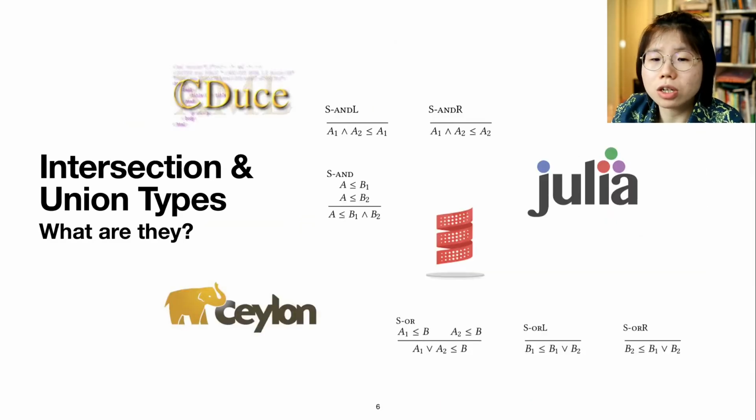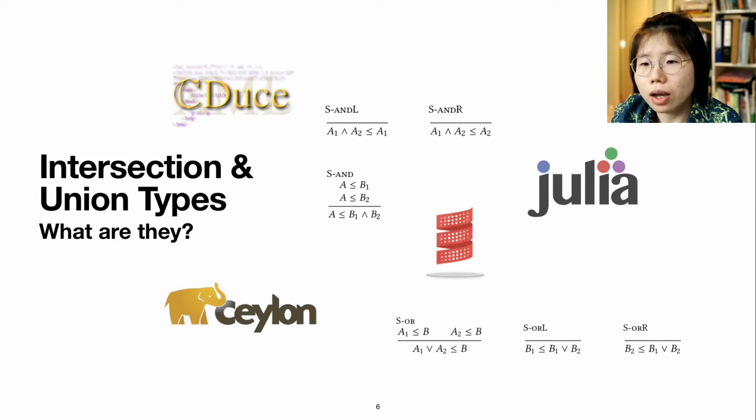So here we show some basic subtyping rules for intersection and union types. The S-And-L rule and the S-And-R rule say that the intersection of two types is a subtype of each component. And the rule S-And states that any common subtype of B1 and B2 is a subtype of B1 intersection B2. In the reverse, for the union type, if A1 is a subtype of B, which means B is a supertype of A1, and B is also a supertype of A2, then it is a supertype of A1 union A2, which itself is a supertype of A1 and A2.